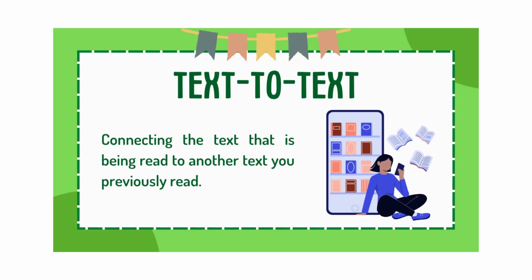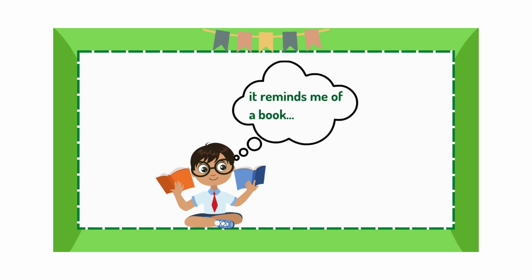A second type of connection we can make as we read is a text-to-text connection. This type of connection is evident when we are able to recognize similarities or differences in two different texts that may be based on the same topic or same theme. To show that we are making a text-to-text connection, we could start by saying, this book reminds me of a book called so-and-so. Or we could say something like, this passage reminds me of what I read in such and such a book. As we do this, we are sharpening our skills at making text-to-text connections.